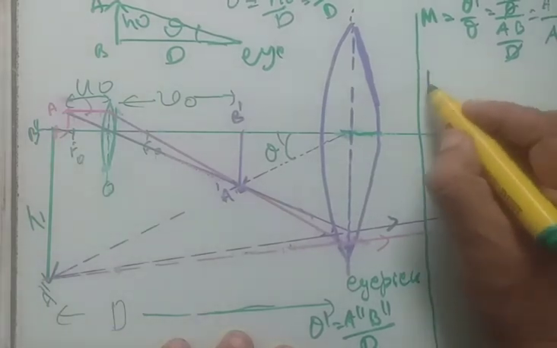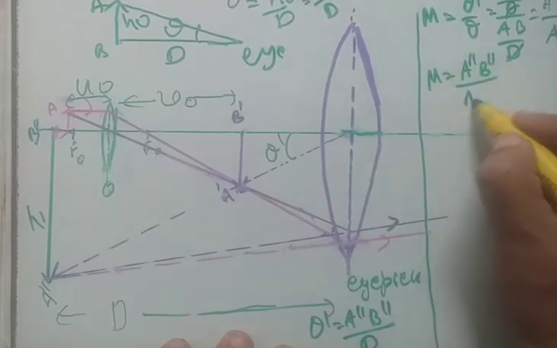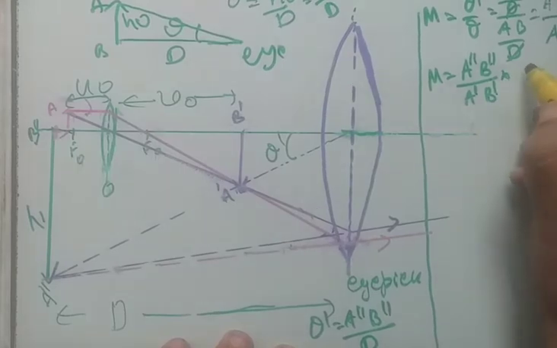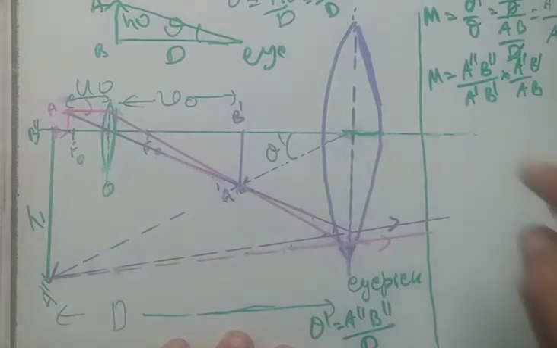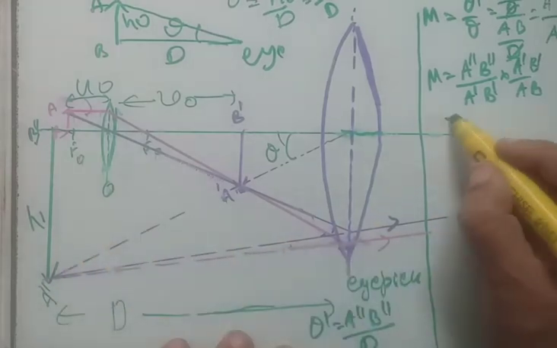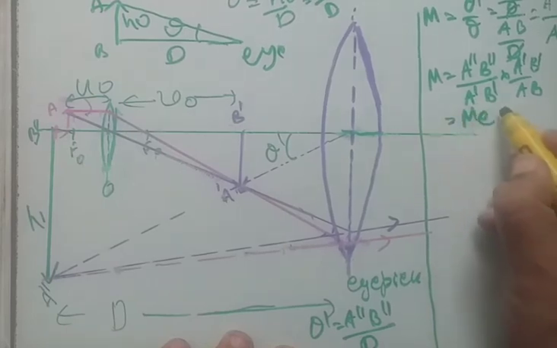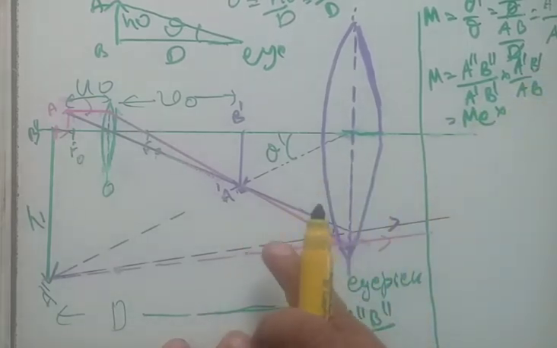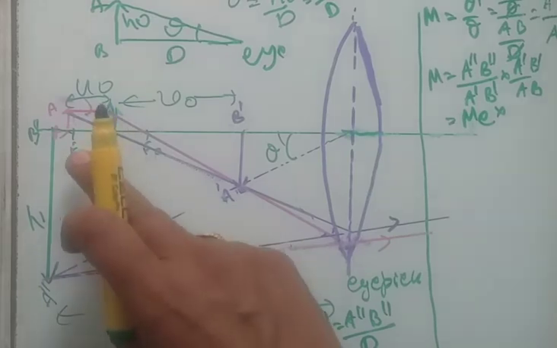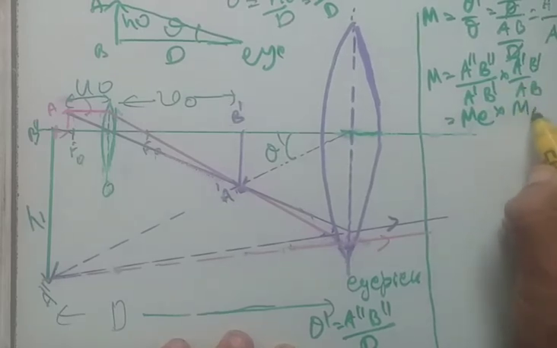But we can write this with some small change in the equation. I divide and multiply by A dash B dash. So A dash B dash by AB, you know, height of the image by height of its object, that is, A dash B dash serves as the object for A double dash B double dash. This is the magnification produced by the eyepiece. I write it as ME, and A dash B dash is the image for the first lens, the objective, for which the object is AB. So A dash B dash is image height to object height for the objective, so we write it as MO.